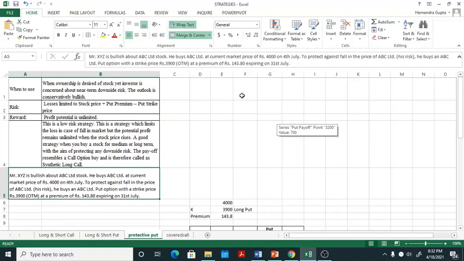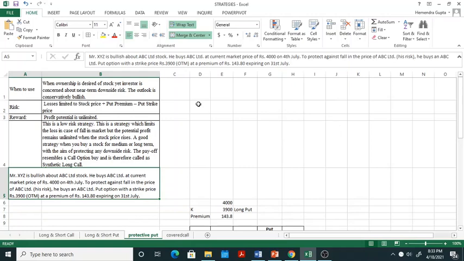Today we'll discuss a strategy that uses a put option and how one can hedge his portfolio. In our previous video, we discussed what an option is. We've also discussed what a call option is and what a put option is. Today we will discuss a very important strategy called protective put, which can help in hedging our portfolio.